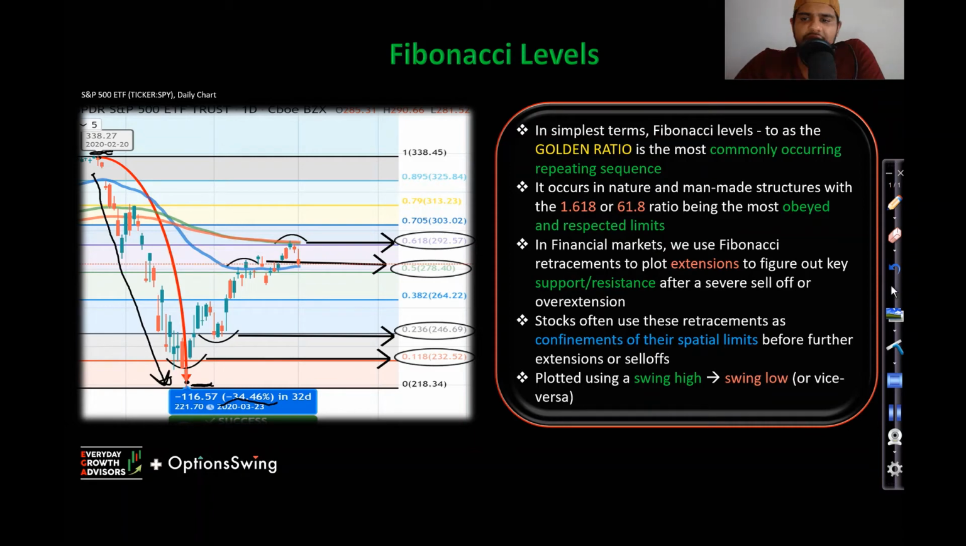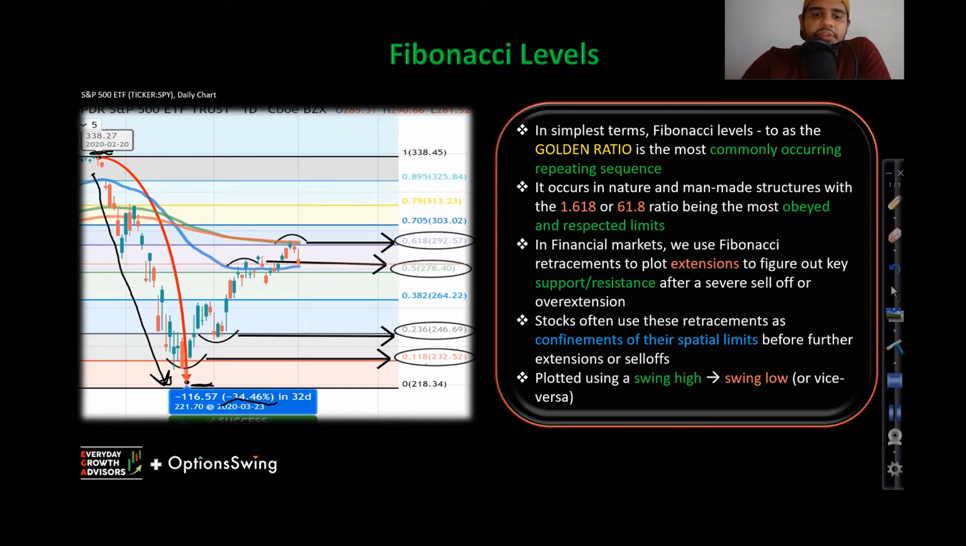Now, people always ask me, what is a Fibonacci level? The best way for me to explain this is that Fibonacci was a mathematician, and he realized that there are certain numbers that occur in nature and in man-made objects that are a commonly repeating sequence. The most common ones are the 1.618 number and the 61.8 number, which commonly repeat in spirals and other kinds of geometrical shapes. One other place where Fibonacci levels are always obeyed and respected is the stock market. And you can see them right here.